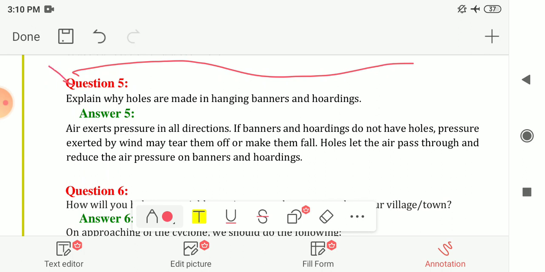Next is, explain why holes are made in hanging banners and hoardings. If you have noticed, there are holes in the banners which are hanging, or in the hoardings. Air exerts pressure in all directions, as we have seen. So if banners and hoardings do not have holes, the pressure exerted by wind may tear them off or make them fall. Holes let the air pass through them and reduce the air pressure on the banners and hoardings. So that is why the holes are there.